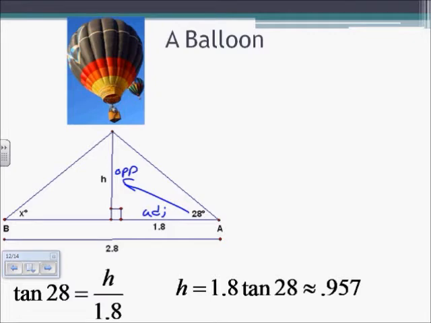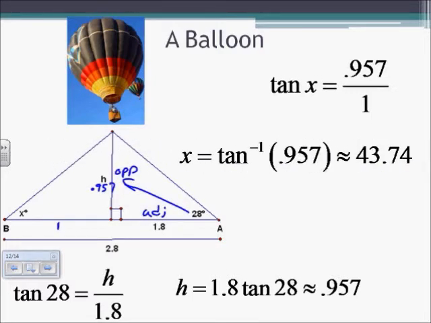Why did we solve for that first? Well, now that we know that h is 0.957, and we know that from point B to the middle is 1, we can use tan inverse to solve for x. So we have tangent of x equal to 0.957 over 1. Tan inverse of that then gives you an approximate value of 43.74 degrees. So we need to solve for h to be able to use the trigonometric inverse for x.